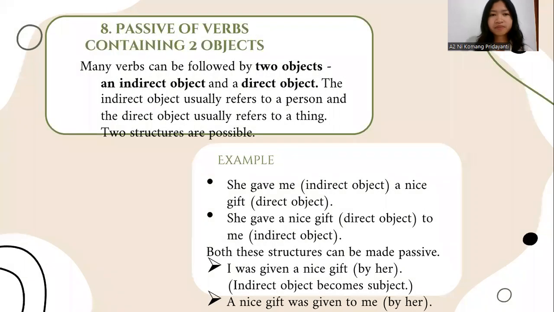And then passive of verbs containing two objects. Many verbs can be followed by two objects, an indirect object and a direct object. The indirect object usually refers to a person and the direct object usually refers to a thing. For example, she gave me (indirect object) a nice gift (direct object).